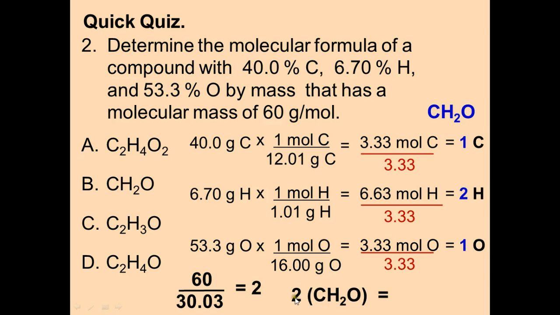So we distribute the 2, so 2 carbon, and if we have 2 hydrogen, we multiply by 2, we get 4 hydrogen. And then if we multiply 2 times 1 oxygen, we get 2 oxygen. And so we're looking for C2H4O2, and the correct answer is in fact A.